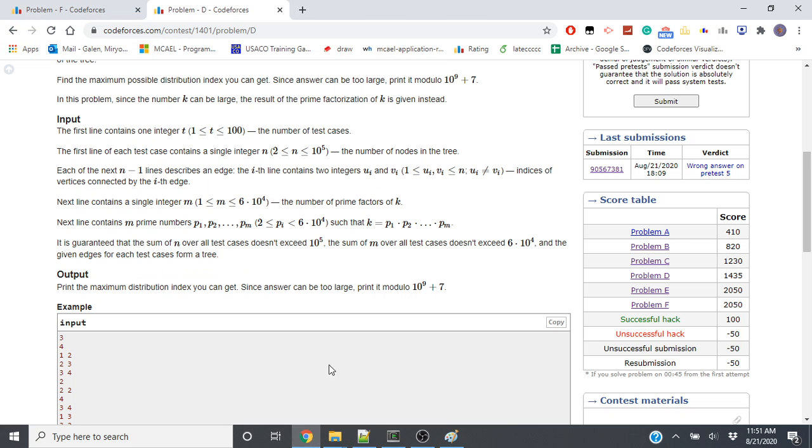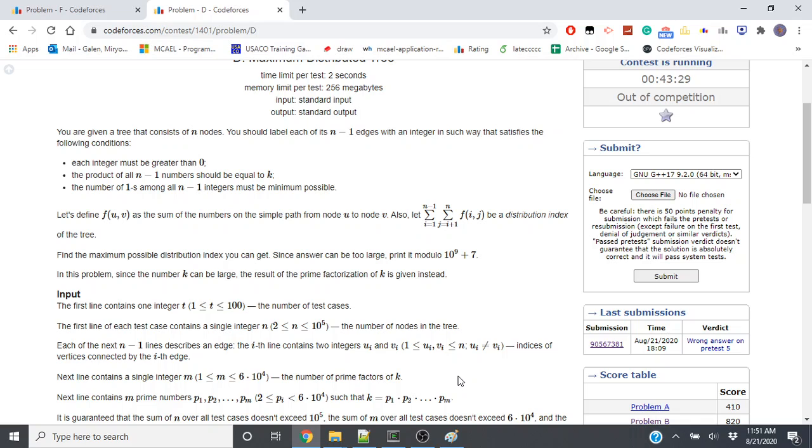It's a tree, right? It's a connected tree with n nodes and we're giving each of them an integer. So each integer must be greater than 0. We're satisfying that. The product of all n minus 1 numbers should be equal to k. We're also satisfying that. And the number of ones must be minimum possible. We're also doing that. So what exactly do we do wrong here?